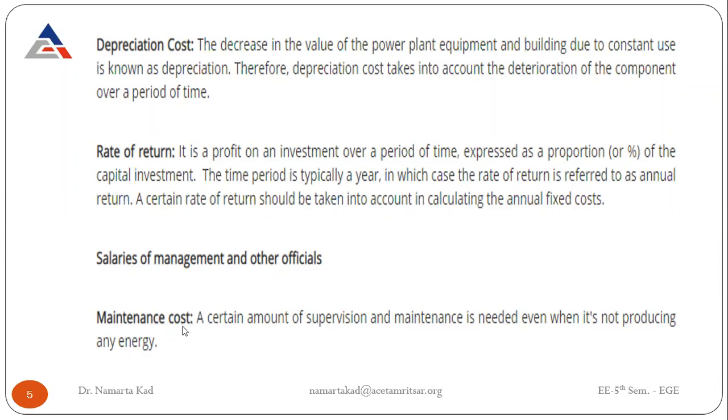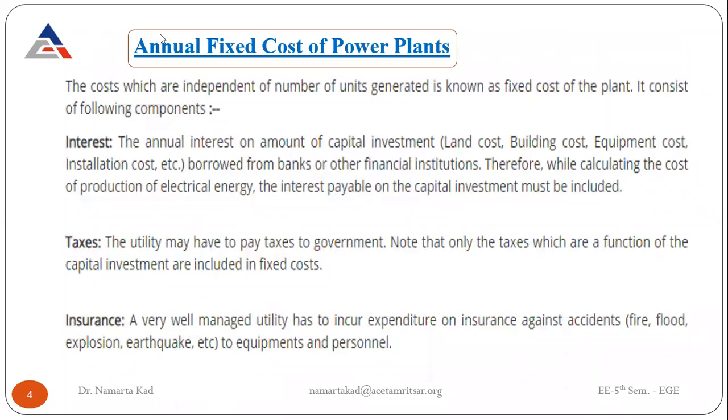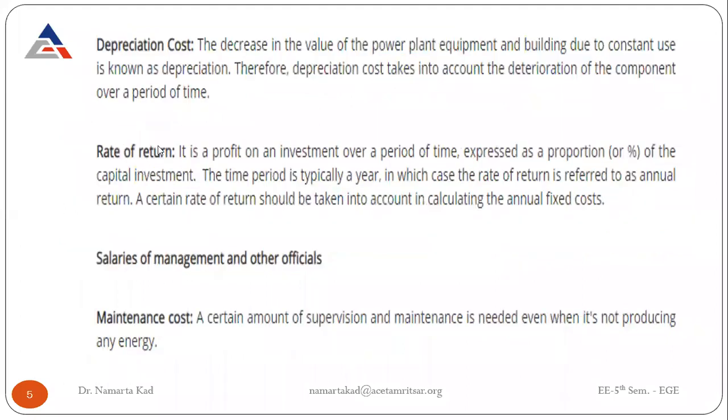Some of the maintenance cost is fixed, like some regular repairs must be there on every equipment or machinery in the power plant, like some boilers or some generators have their regular maintenance after every month or after every 15 days. So some expenses must be there, and this maintenance cost is fixed annually. So these are all the various factors that can affect the annual fixed cost of any power plant: interest, taxes, insurance, depreciation cost, rate of return, salaries of management and other officials, and maintenance cost.